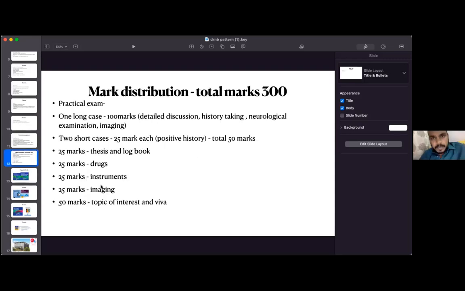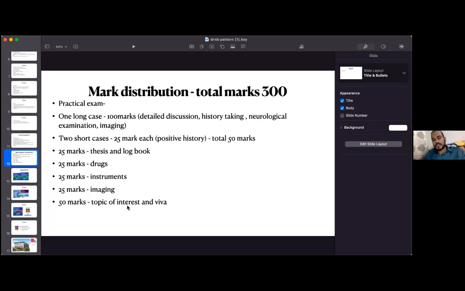And then the mark distribution for practicals. There is one long case for which 100 marks is there, and for 2 short cases, 25 marks each. The time duration for the long case presentation is 1 hour, and for short cases it is half an hour. And then 25 marks for our thesis and logbook, 25 marks for drugs, 25 marks for instruments, 25 marks for imaging, and 50 marks for topic of interest and viva.